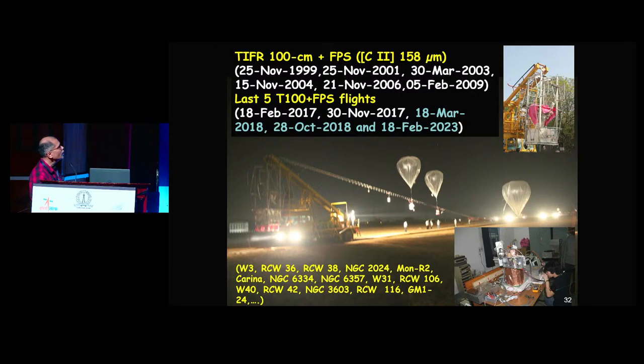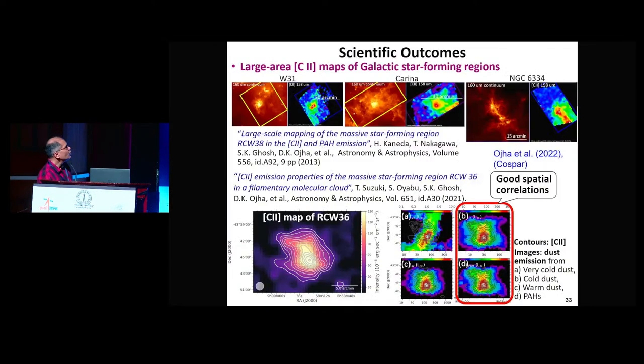We had the last flight on 18th February last year. And we are observing star forming regions in the C+ line. The advantage of this experiment is that one can observe really southern objects, extreme southern objects, for example, like the Carina Nebula, which is located at minus 60 degrees declination. So that is the advantage from the location.